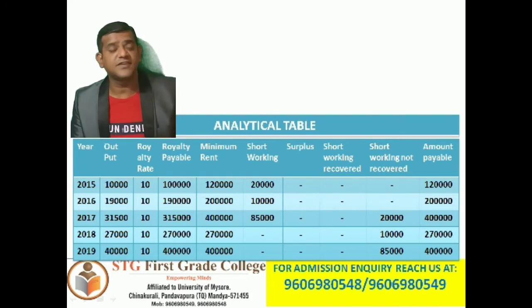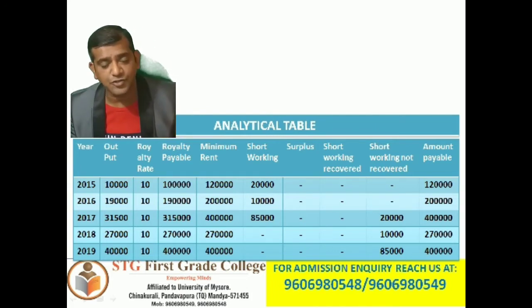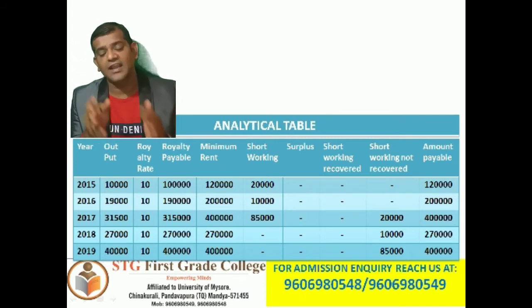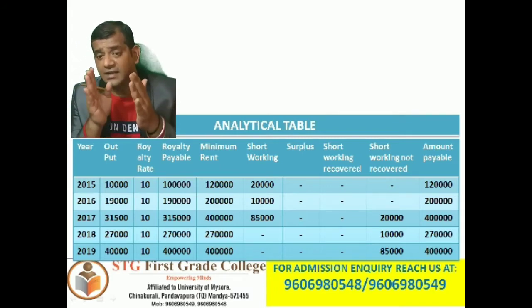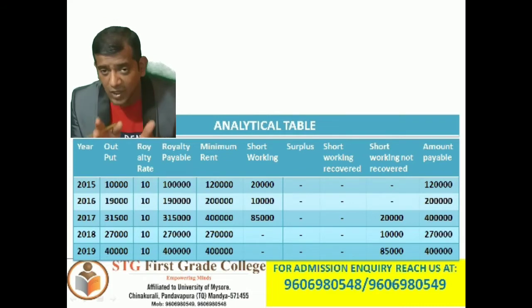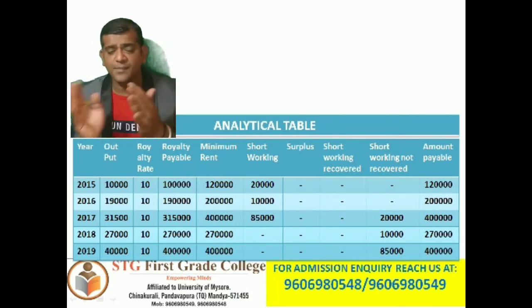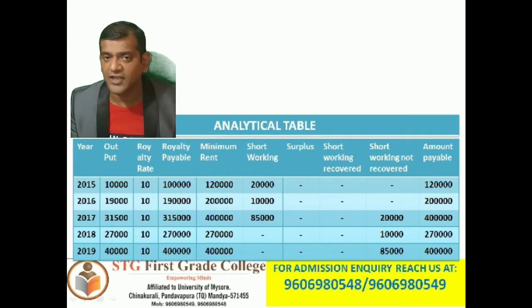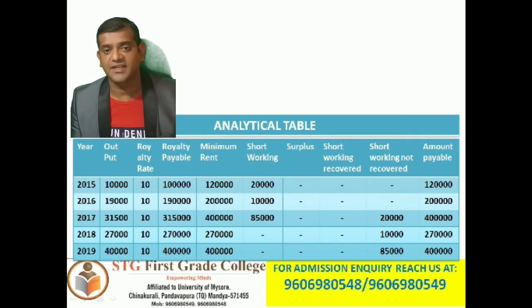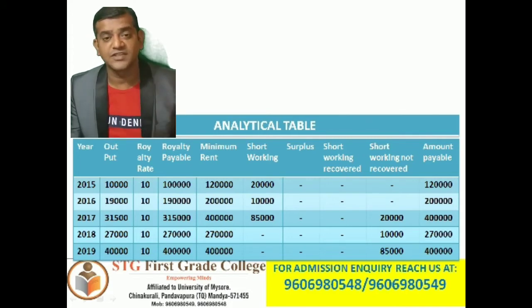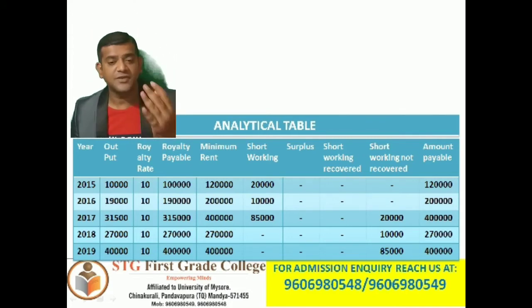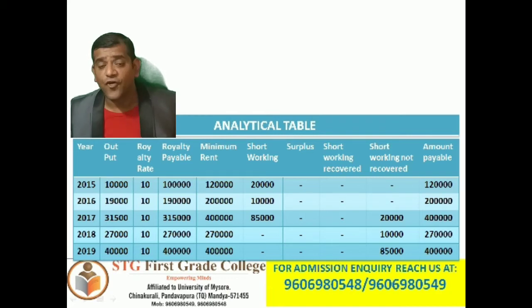So how much is the first year short working then? 20,000 rupees. So directly enter in the third year short working not recovered column, 20,000 rupees. So amount payable, obviously how much? 4 lakh rupees, because minimum rent is the greater one in this problem also, in this year also. Okay, so next we are moving on to the fourth year.